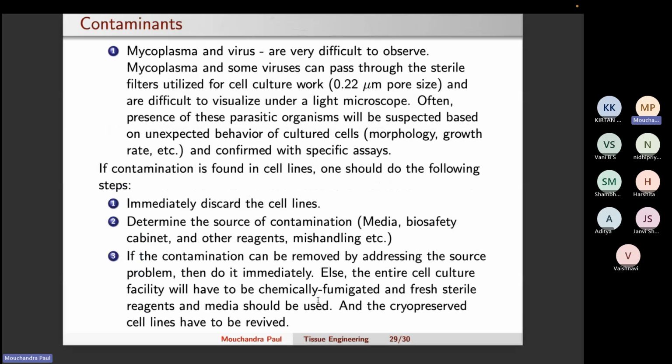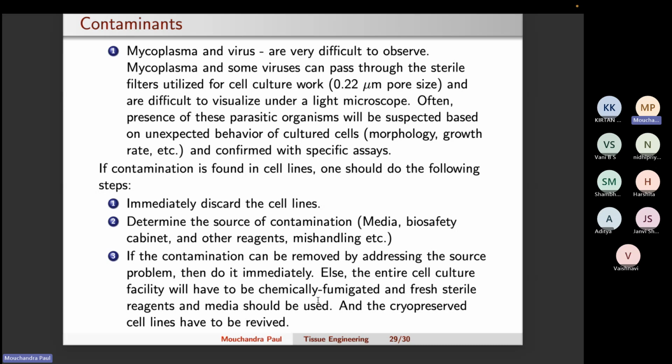Whereas mycoplasma and virus are the most dangerous type of contamination that one can imagine. It is a nightmare if a mycoplasma contamination comes into a cell culture lab, because the lab can remain closed for a year if the problem is not rectified immediately. These viruses or mycoplasma you cannot see with naked eyes. They can also pass through the 0.2 micron filter, so you cannot even sterile filter your media.